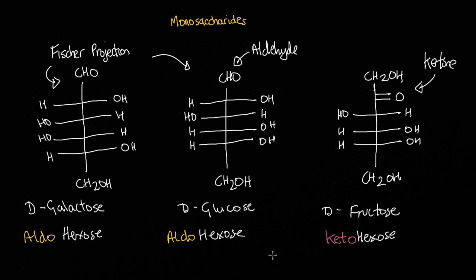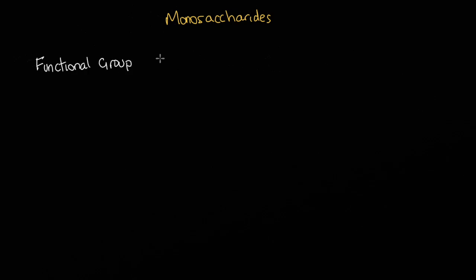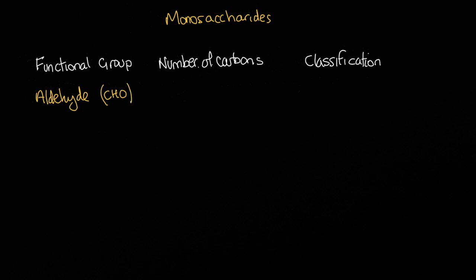We'll look at a couple more examples. Okay, so here's a quick table that will help you classify different monosaccharides according to the functional group and number of carbons. So if we have an aldehyde functional group, six carbons, it becomes an aldo from aldehyde, and number six, hexose, which tells us it's a monosaccharide with six carbons and has an aldehyde functional group. What about if we still had an aldehyde functional group but we had five carbons? Well, it'd still be an aldehyde, so aldo, followed by pentose.